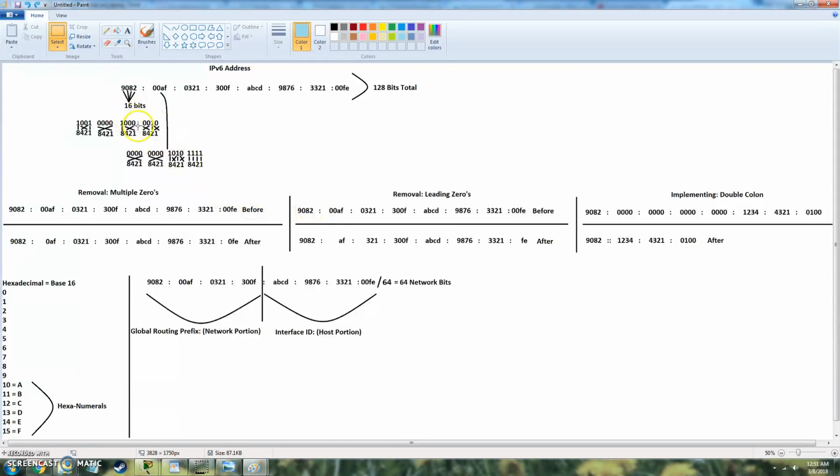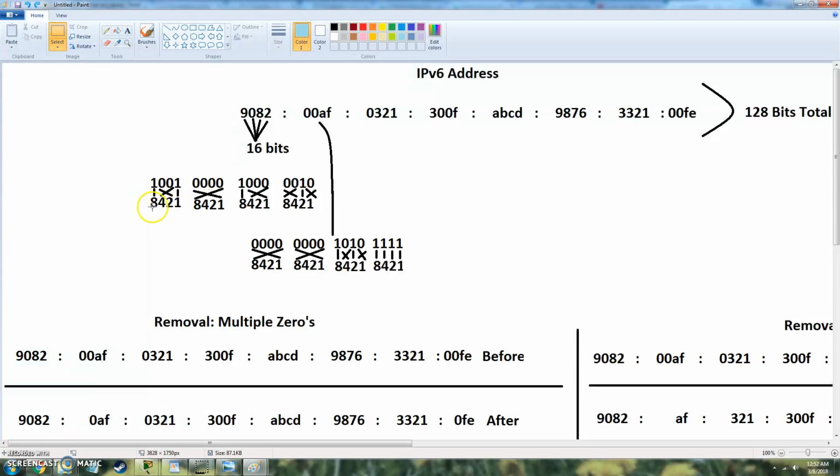Next, we're going to delve into the binary notation portion of the IPv6 address. You can see here using the 8421 method, and keep in mind that the hexadecimal base value is 16, that the 9 of the first octet, of course, is the 8 and the 1 turned on, the 0 all off, the 8 portion turned on, and the portion on the far right, the 2, is the second to the most right.